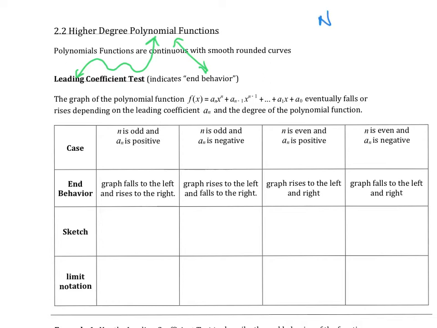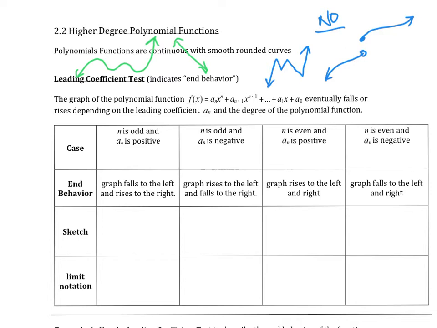Things that are not polynomial functions: if it has pointy changes of direction like this, that won't happen in a polynomial function. A piecewise function is not continuous. So if it went something like this, even though this is curving, it's not continuous because there is that jump in the middle of the graph.